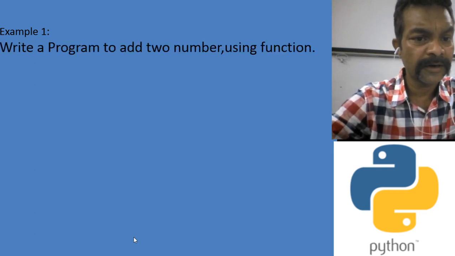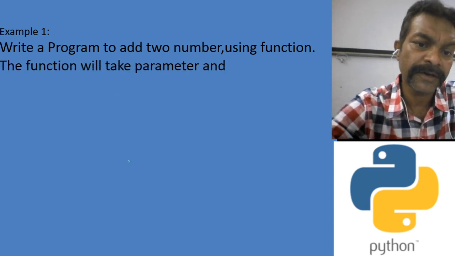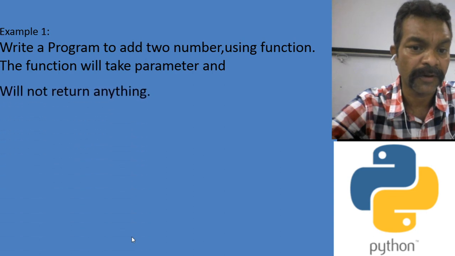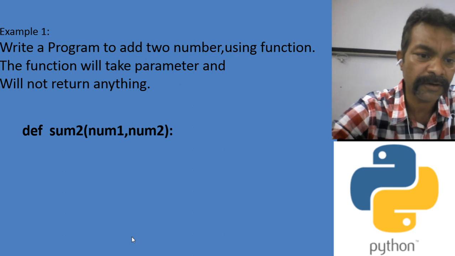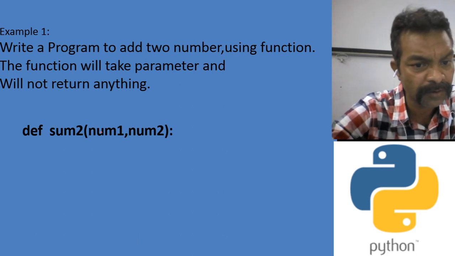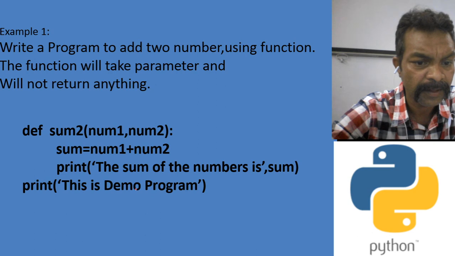2 नंबर को ऐड करना है इसमें भी, program to add 2 number, then this function will take parameter from the user and will not return anything. So what will be our first statement? Sum2, num1 comma num2. Here sum is equal to num1 plus num2, print the sum of 2 number is this.